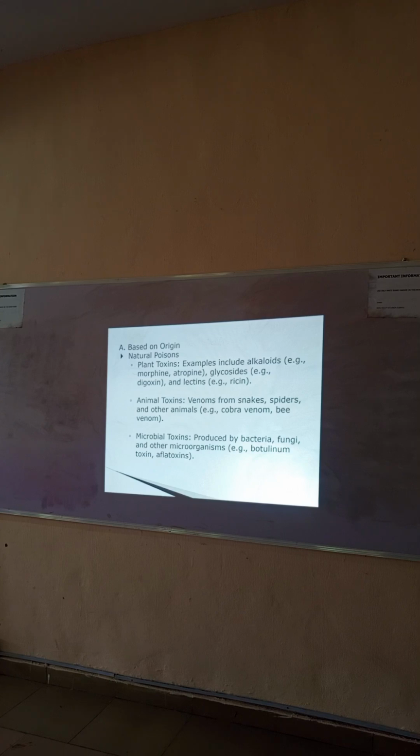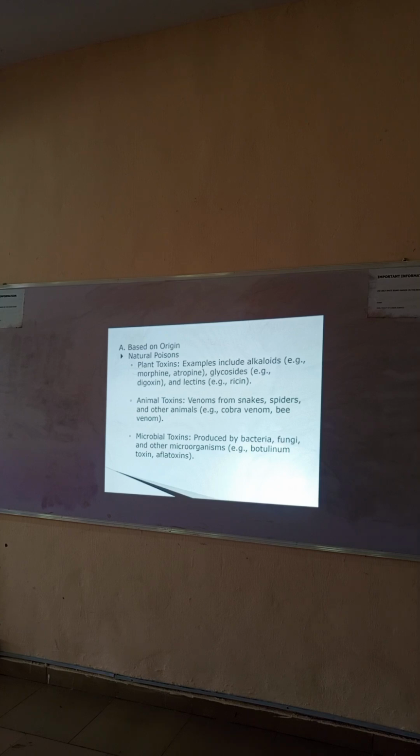So, talking about natural poisons, we have plant toxins, and examples include alkaloids. And alkaloids are nitrogen-containing compounds that are very potent. We have examples: we have morphine, we have atropine. We have glycosides. They are compounds that yield more sugar on hydrolysis, and we have examples of digoxin. And we have lectins. They are proteins that bind to carbohydrates. And we have an example as glucines.